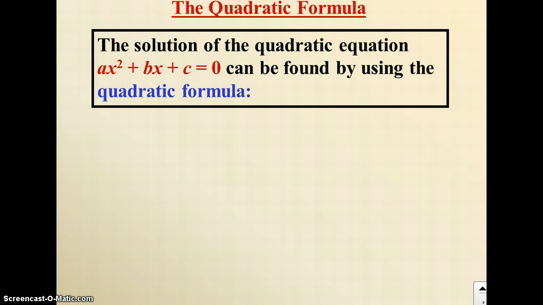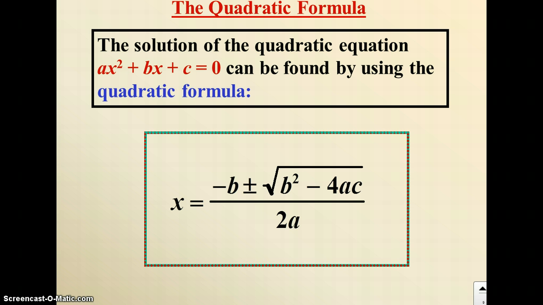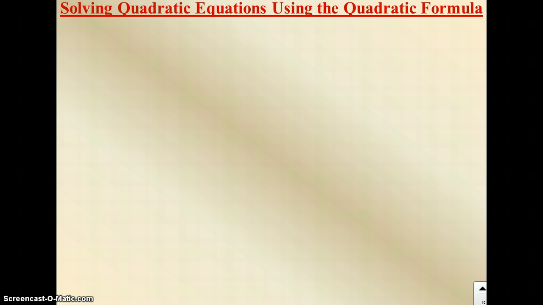So the solution of the quadratic equation can be found by using the quadratic formula, which is right there. That will be on your formula sheet. Don't ever forget it. You can always find it there. All right. Let's use that quadratic formula then to solve a few quadratic equations.